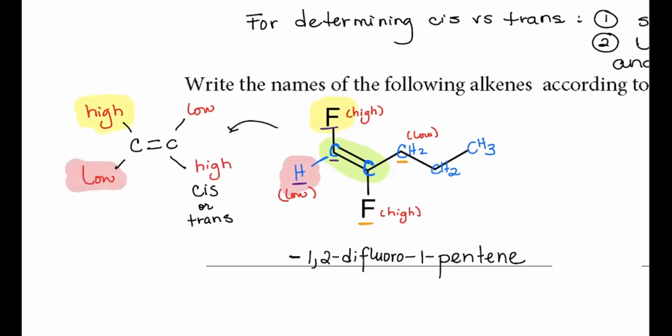This hydrogen is a low priority group. This CH2 is a low priority group. This fluorine is a high priority group, okay?